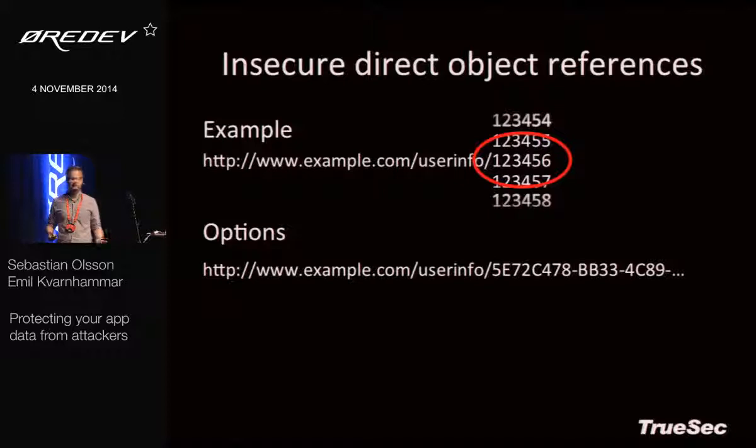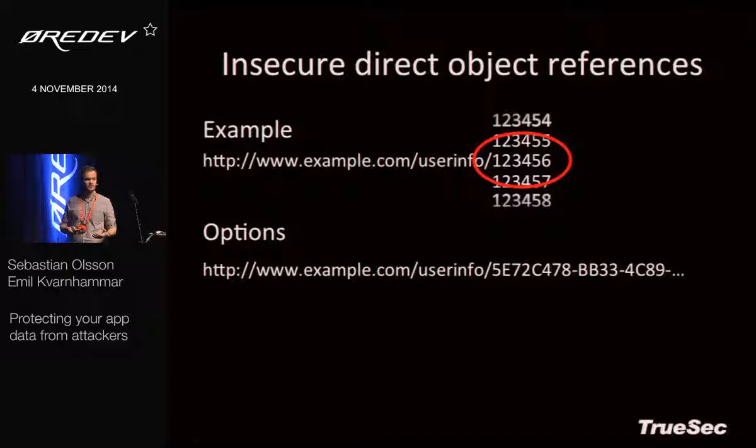Someone will probably come with the solution of using UID or some sort of long random string. And that's all good. I think it's a good idea to hide the database ID. I don't think a database sequential ID is a good thing to expose to an end user. So having some sort of random UID is a great idea. I can still modify the UID to view other users' profiles.